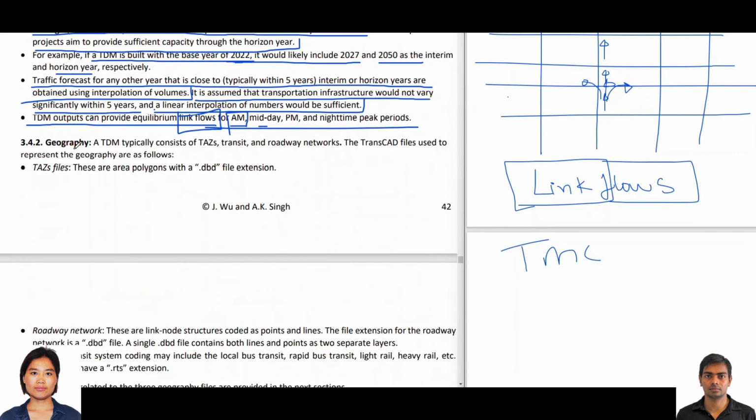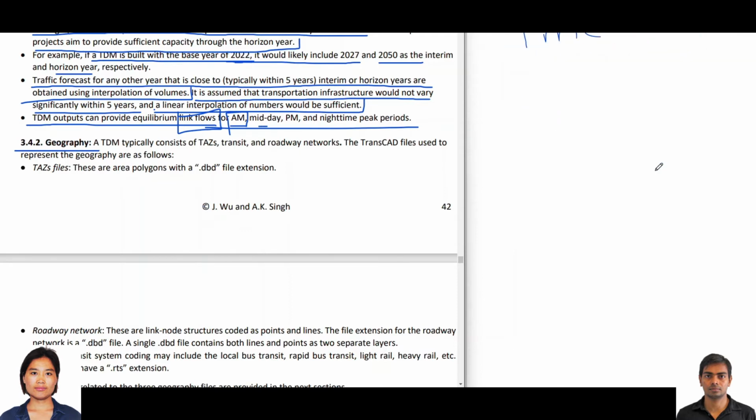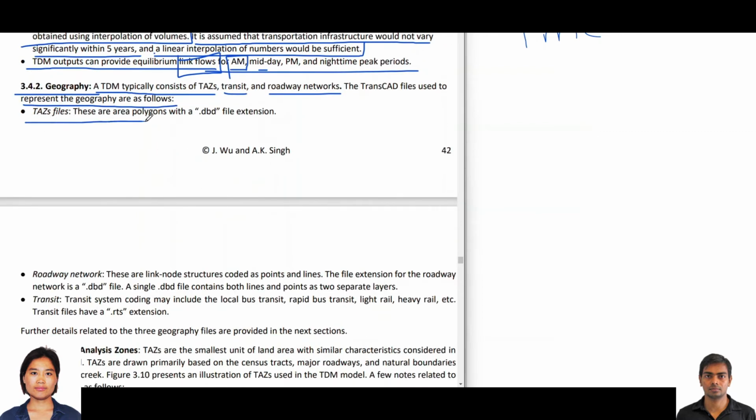The second concept to discuss here is the geography. So how is the geographical area, which I've been calling land use for a long time, coded in the travel demand model? A travel demand model typically consists of TAZs, which are traffic analysis zones, also simply referred to as zones, a transit network and a roadway network. The TransCAD file used to represent the geography is as follows. A TAZ file is an area with polygons and has a .dbd extension in TransCAD. So TAZ files are just area polygons.